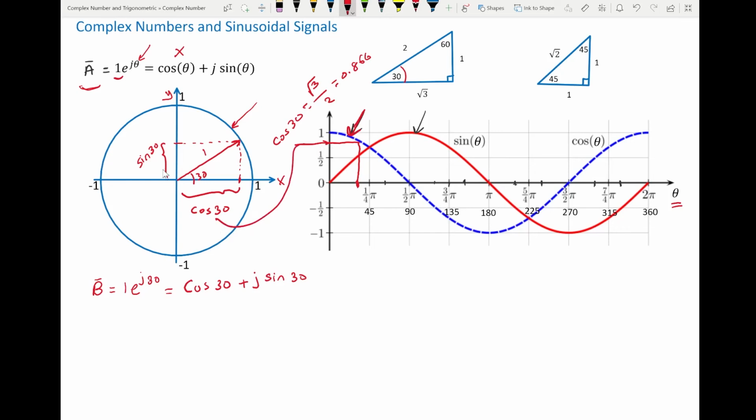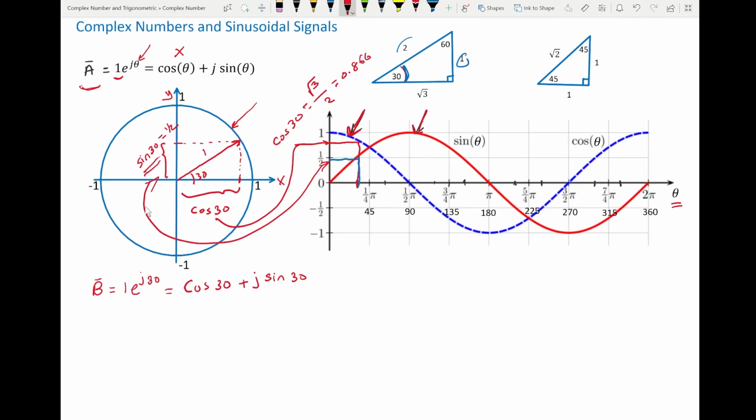Now the projection along the y-axis represents the sine wave. So that is the sine wave. Again, I go to the angle theta and I go up until the intersection of this sine wave, and the amplitude of the sine wave at this angle is half. So this sine theta is opposite divided by hypotenuse. So that's half. And this value here is this one.